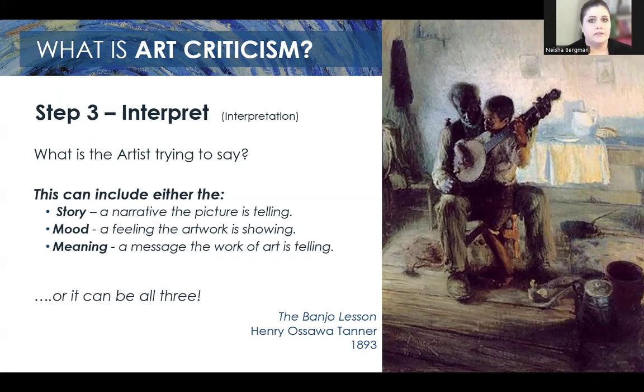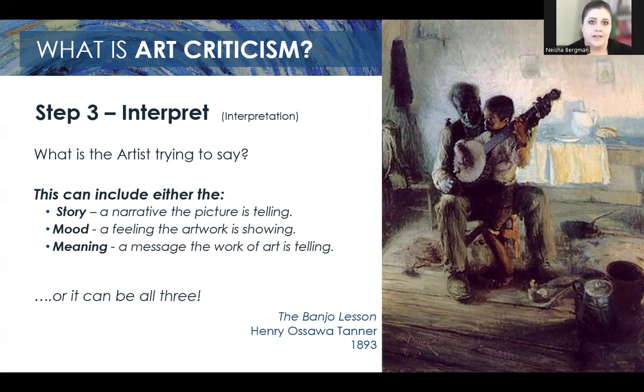So the story here, there's an adult and a child based on the title. He's giving a banjo lesson. He's teaching that child how to play the banjo. That would be the story of this piece. It doesn't have to be a 50-paragraph story. Okay, and keep it simple.